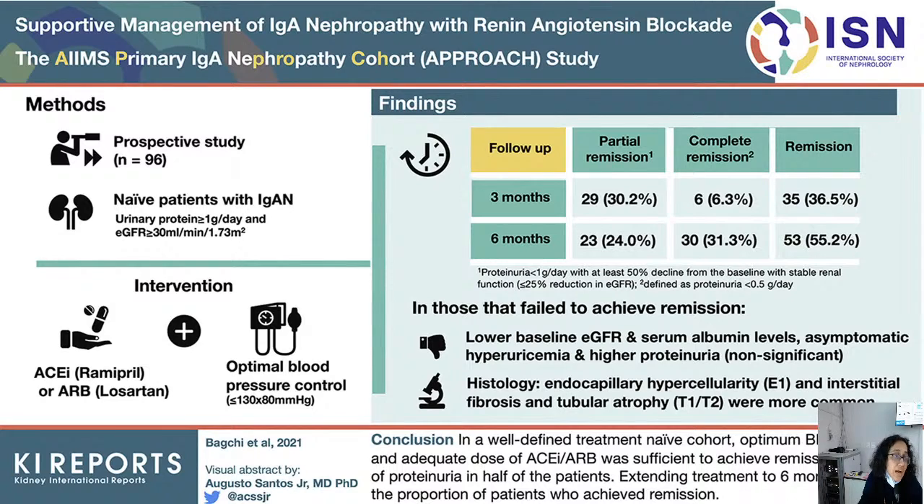Surprisingly, if you're hyperuricemic, then there is a lower chance of response with ACE inhibitors. They had a higher proteinuria, but it was non-significant, probably because it was a small cohort. They had more chronicity on the biopsy, but they also had significantly higher endocapillary hypercellularity. And surprisingly, this cohort did have patients with crescents, C1 crescents, and that did not make a difference to the outcome or response to ACE inhibitors.